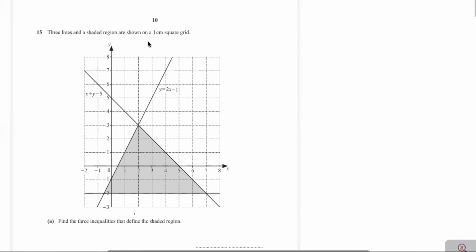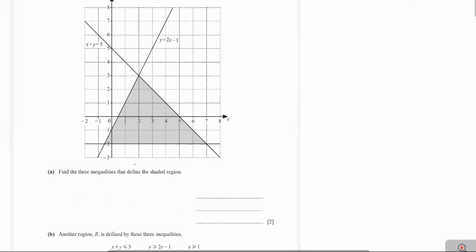Question number 15: three lines and a shaded region are shown on a 1 centimeter grid. These are three lines: y equals 2x minus 1 and x plus y equals 5. Firstly, we see the region of the line y equals 2x minus 1. You see here the region below is shaded. Therefore, this region is y is less than or equal to 2x minus 1, because the shaded region is enclosed by a bold line. We take less than or equal to.